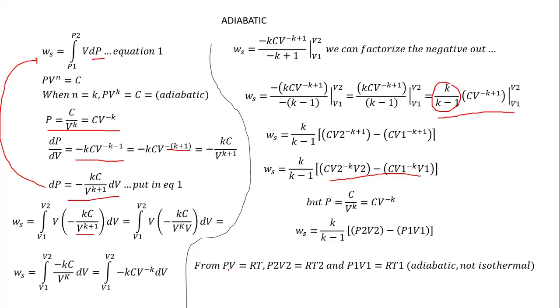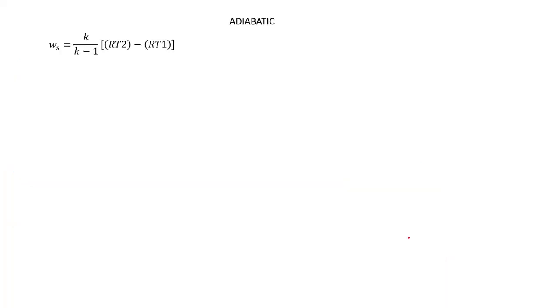Then we also know that pv is equal to rt. So p2v2 will be equal to r times t2, and p1v1 will be equal to r times t1. Realize that this is for adiabatic, not isothermal, so we are not using the same temperature for both of them. So if I replace p2v2 with rt2 and p1v1 with rt1, I'll get this expression now.